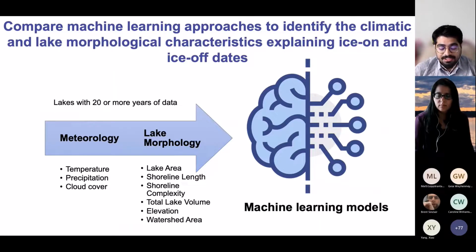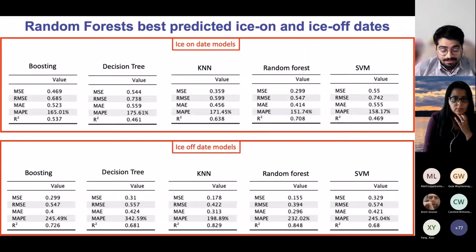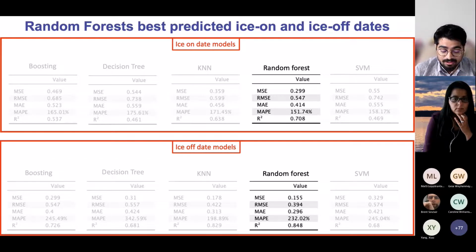To train and compare machine learning models, we used these meteorological and lake morphological variables for lakes with 20 or more years of time series data for ice on and ice off dates. After preliminary comparison, we found that the random forest model performed the best across all models in comparison of the evaluation metrics for both the ice on and ice off dates.